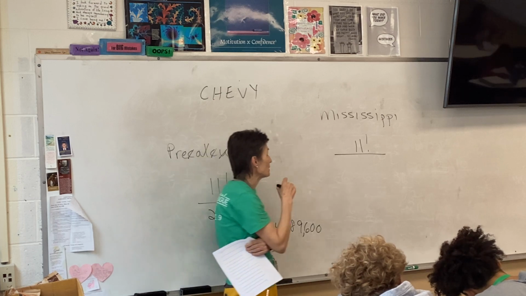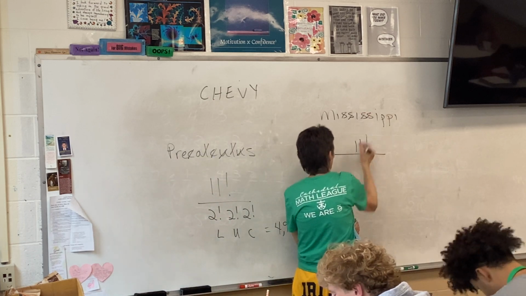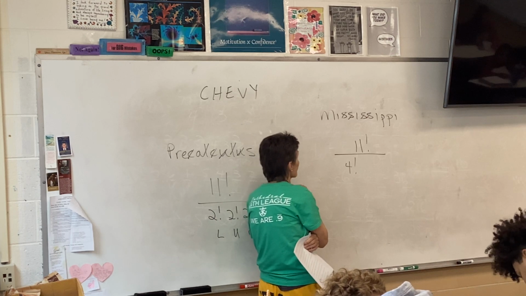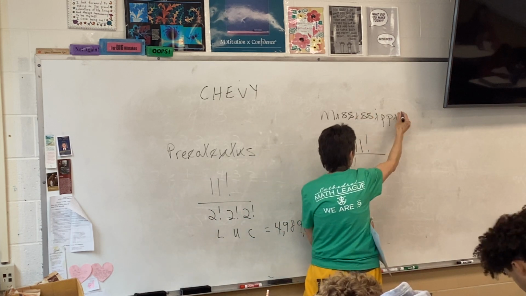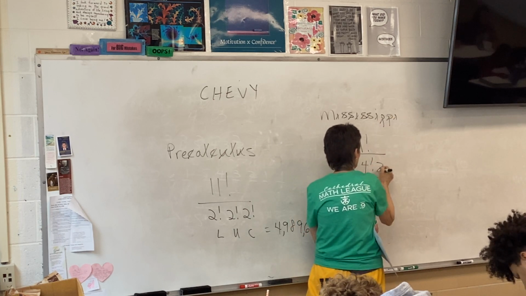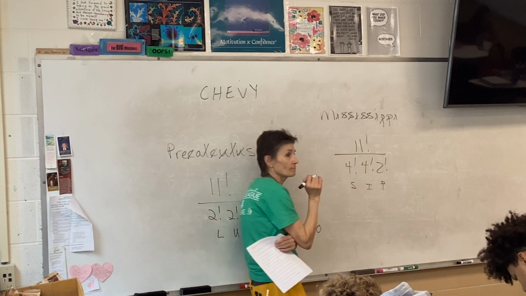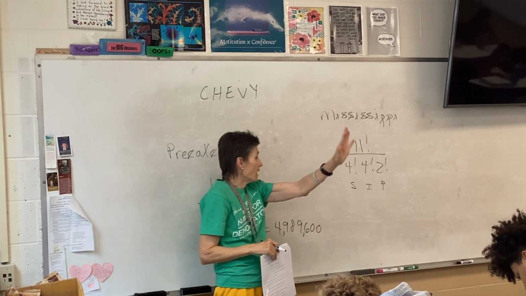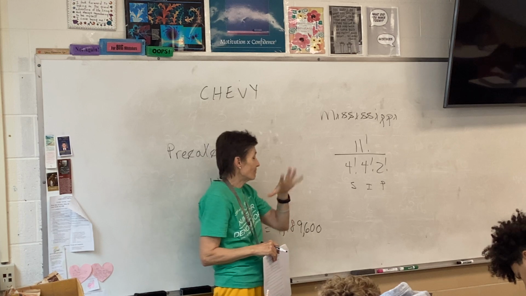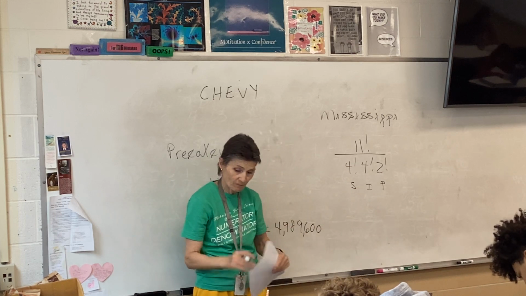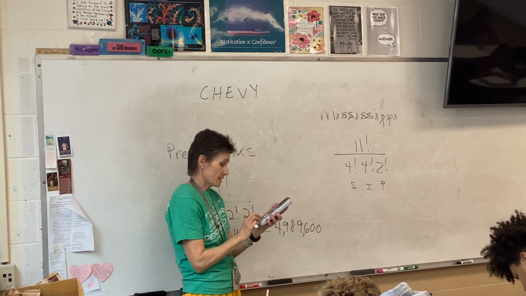Now what have we got repeat-wise? 4 S's, 4 I's. So these are the S's, these are the I's. And 2 P's. There's no way to shortcut this, guys. You're going to type in 11 factorial divided by 4 factorial, divided by 4 factorial, divided by 2 factorial. And let's see what that is.